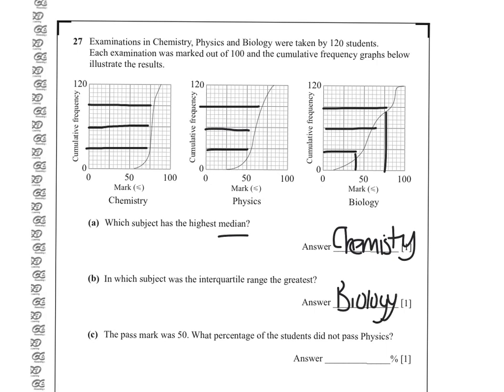The pass mark was 50. What percentage of the students did not pass physics? So if we go to 50 and across and up, we can see that 15 out of 120 did not pass. So that's 12.5%.